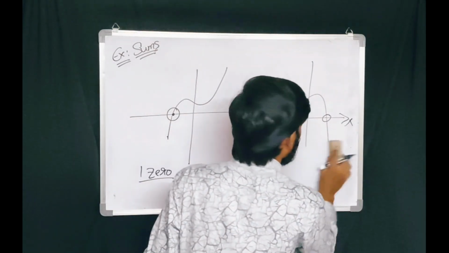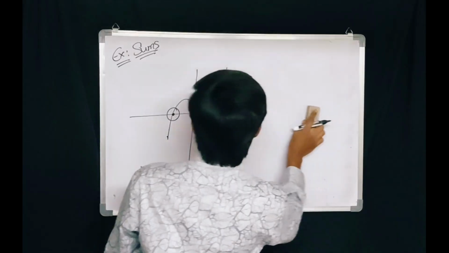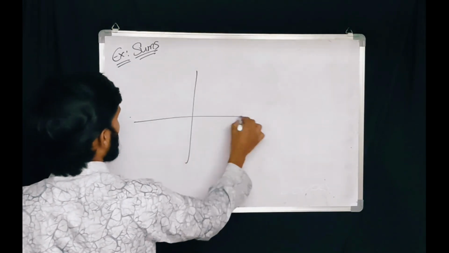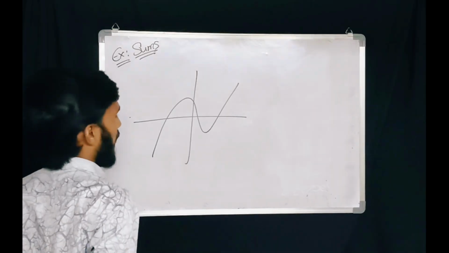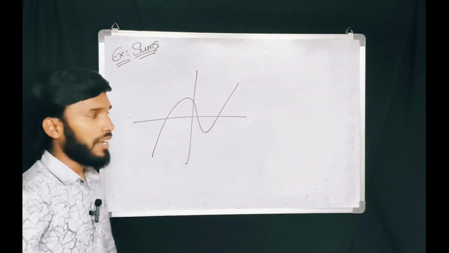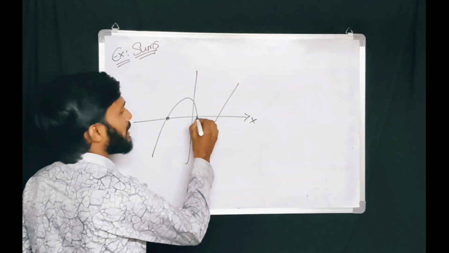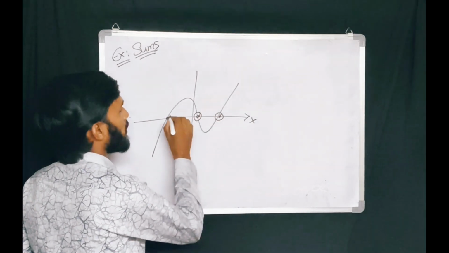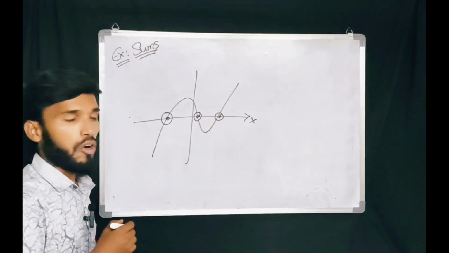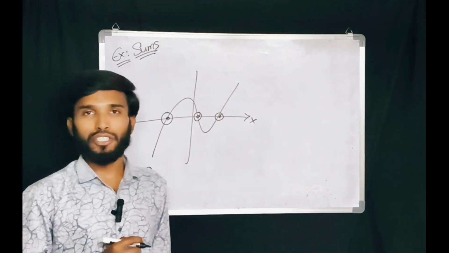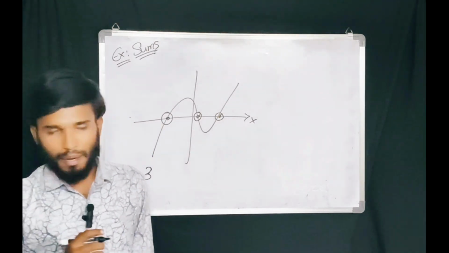The third example is something like this. Now, at how many points does the polynomial intersect the x-axis? 1, 2, 3. That means how many zeros does the polynomial have? 3 zeros. Now, what is the fourth example?